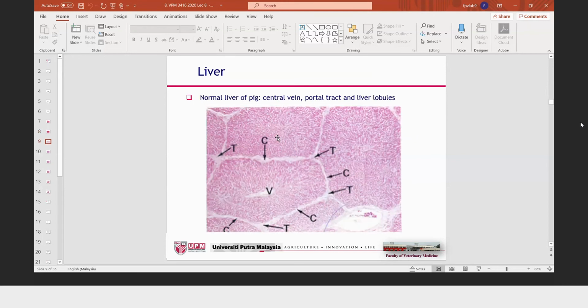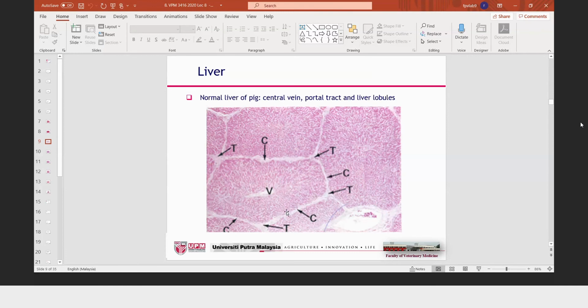And this is how it looks in histology, which is common or normal in pig, but not common in other species or animals. You can see in the center there is a vein. Then you have a portal triad here, and then you have the connective tissue surrounding the liver lobule.